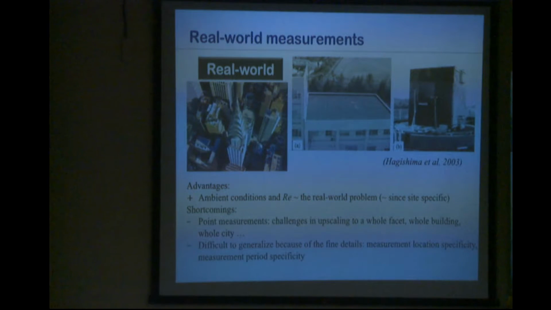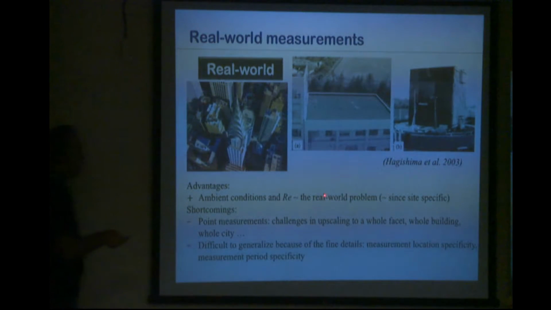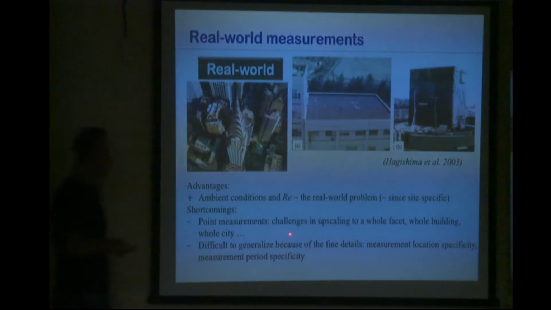Otherwise, we can do real-world measurements, which are always extremely useful. They give us ambient conditions. They are at the real Reynolds number of the real-world problem. These are good attributes. The shortcoming is often we have only one-point measurements.